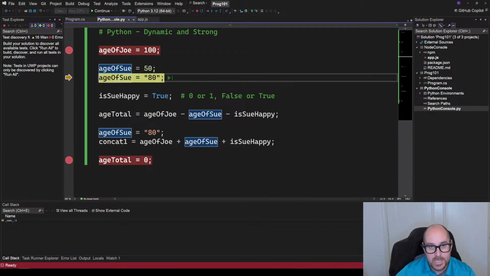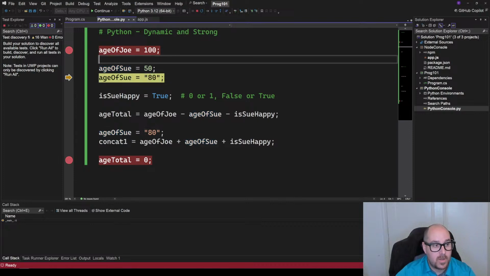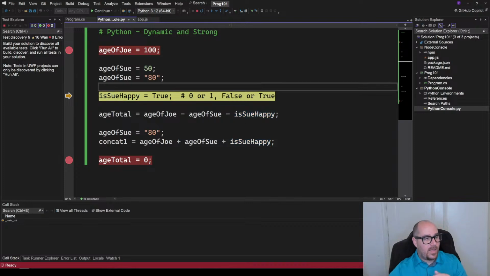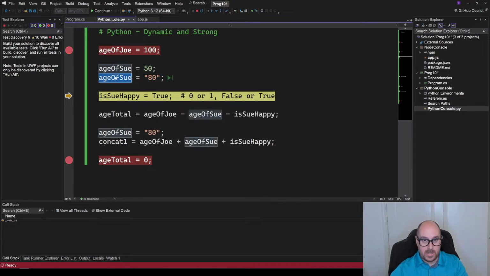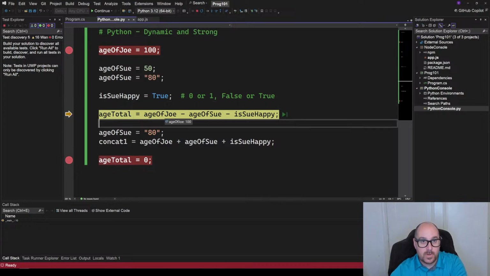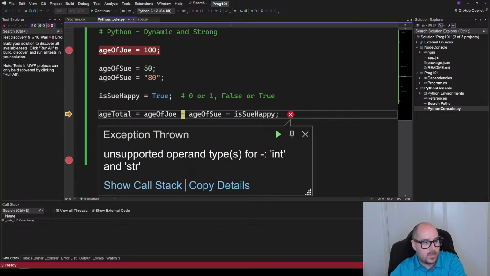Okay, I changed my mind. Age of Sue, we want it to be a string called 80. Okay, we're going to change that to a string called 80. So now at this point, since it's dynamically typed, everything from this point forward is going to treat age of Sue like it's a string called 80. All right, is Sue happy? True. Yes, Sue is happy. And what is the age total? So the age of Joe is 100. The age of Sue is a string called 80. And is Sue happy is a Boolean called true.